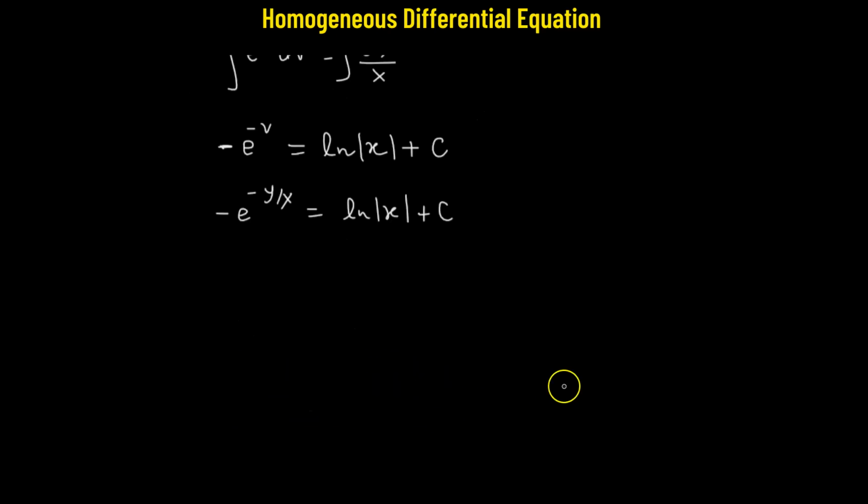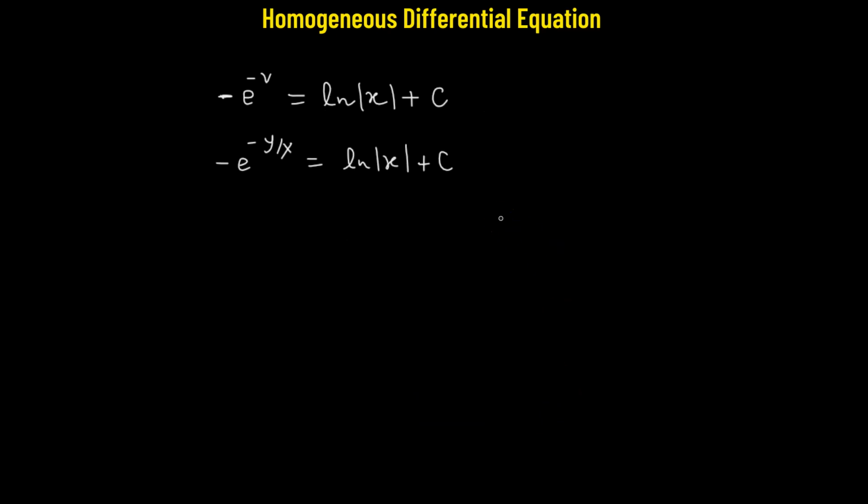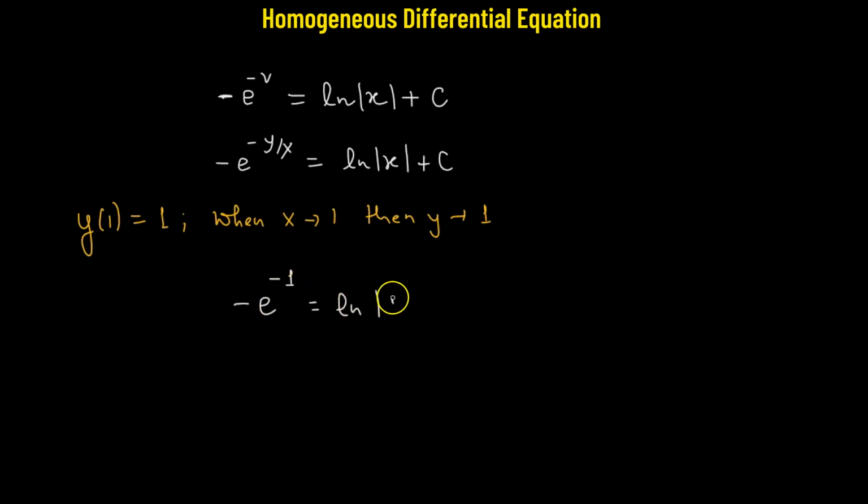All that we have to do now is to determine the value of c. We are provided with the initial condition y of 1 equals 1, which simply means that when x approaches the value of 1, then y approaches the value 1. So we substitute this value here. We have negative e raised to the power of negative 1 over 1, so that will be negative 1, equals natural log of 1 plus c. Log of 1 is always 0. So that means our c value is negative 1 over e.